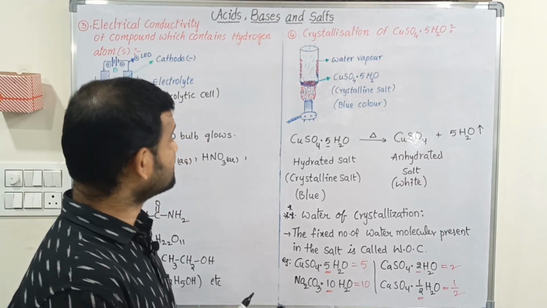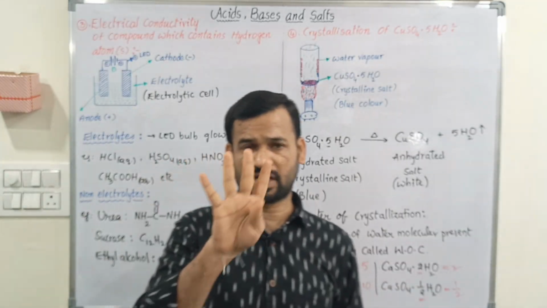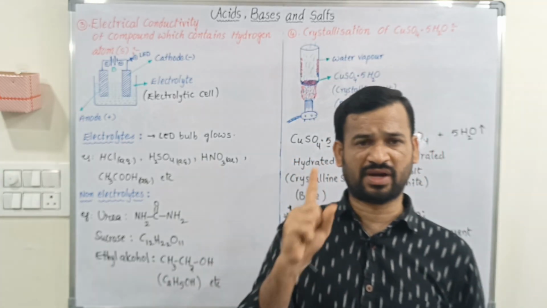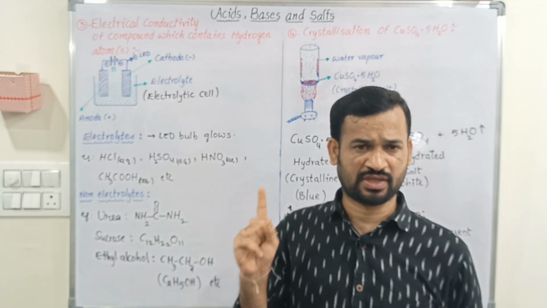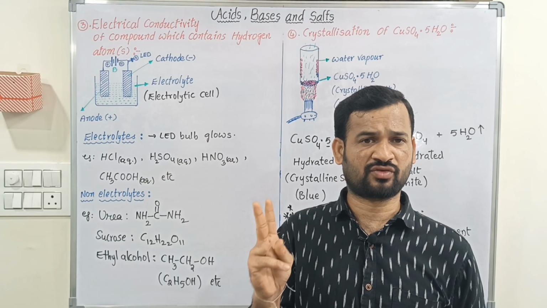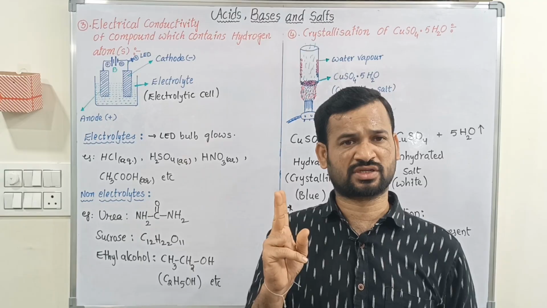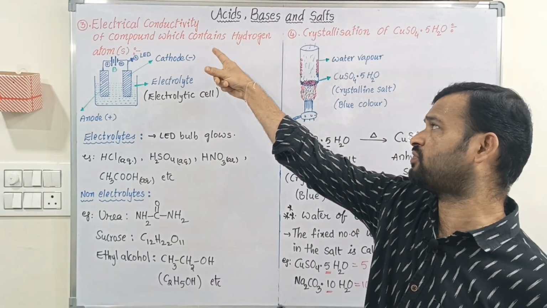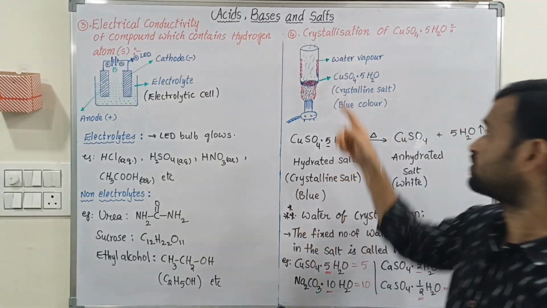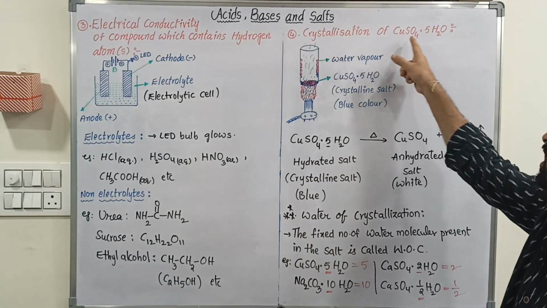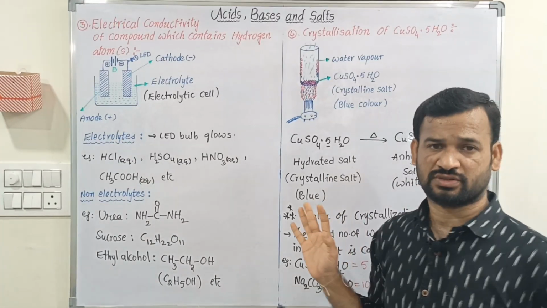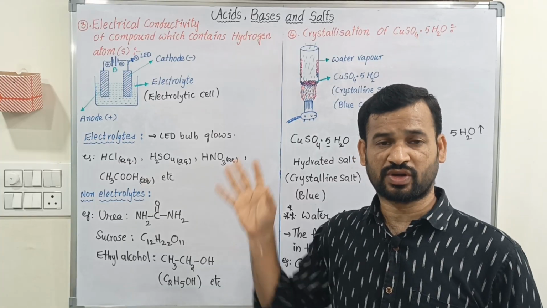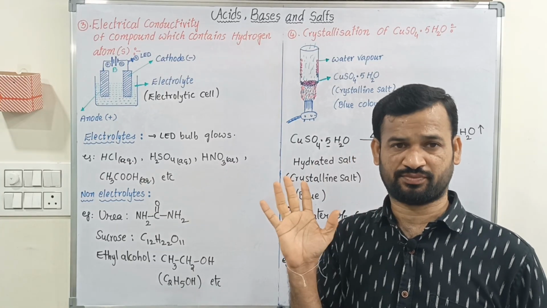From this lesson we can guess 4 lab activities. The first one is reaction of metal with an acid or base. The second is reaction of metal carbonate or metal hydrogen carbonate with an acid. The third is electrical conductivity of a compound which contains hydrogen atoms. The fourth is crystallization of pentahydrated copper sulfate salt. These are the 4 lab activities we can guess for the examination. Among these, one will come in the exam.